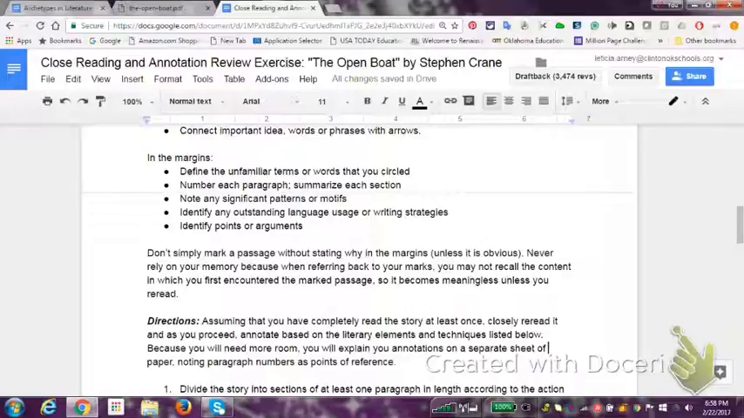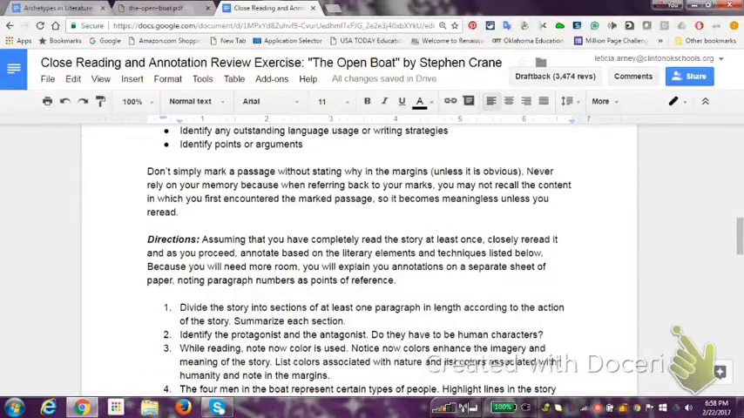Directions. Assuming that you have completely read the story at least once, closely reread it, and as you proceed, annotate based on the literary elements and techniques listed below. Because you will need more room, you will explain your annotations on a separate sheet of paper, noting paragraph numbers as points of reference. Okay?